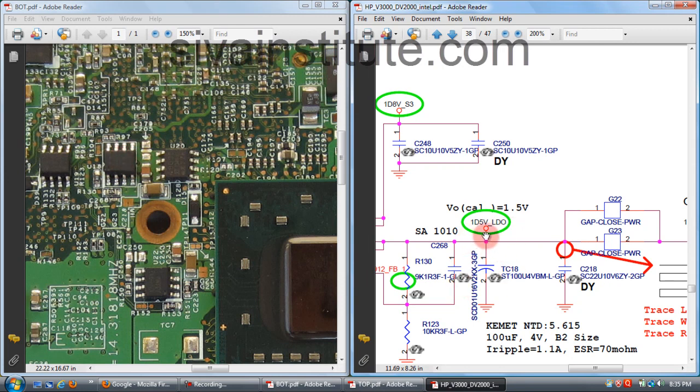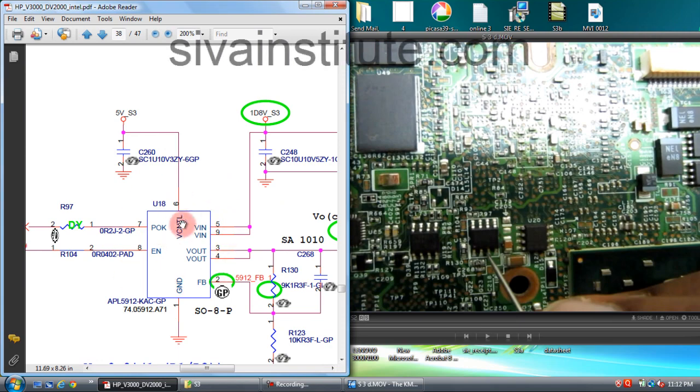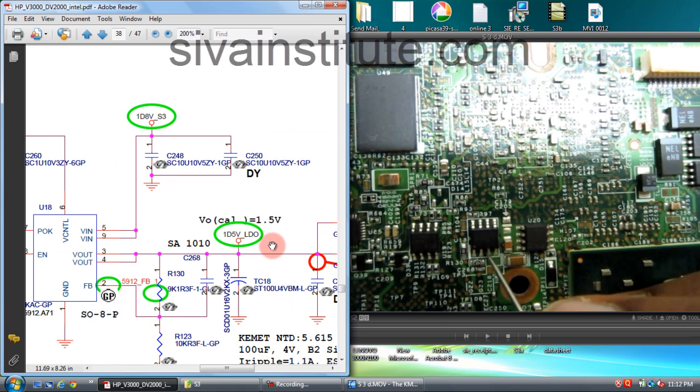This is LDO, low dropout. This is 1.5 volts regulator IC. This voltage goes to CPU and GMCH and ICH also. We will see at U18. This is U18 1.5 volt supply. See here, this is 1.5 volt supply. So this is U18. This is 1.8 volt supply.